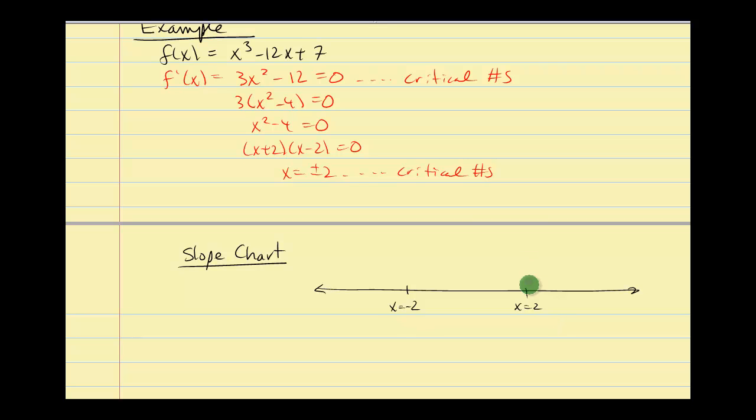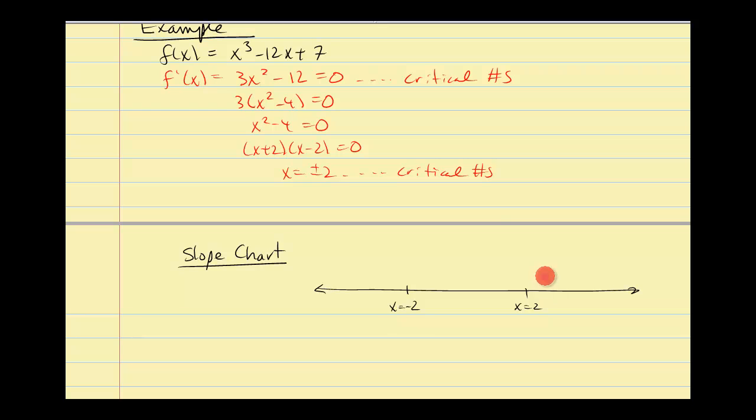Now this interval right here is 2 to positive infinity. This interval is -2 to positive 2. Endpoints are not inclusive. This interval goes from negative infinity to -2. Now I want to know on each of these intervals what the slopes of my tangent lines are doing. Are they positive or negative? Is my function increasing or decreasing?